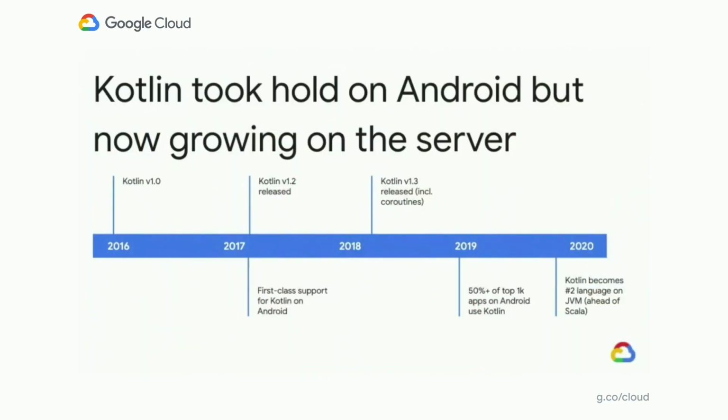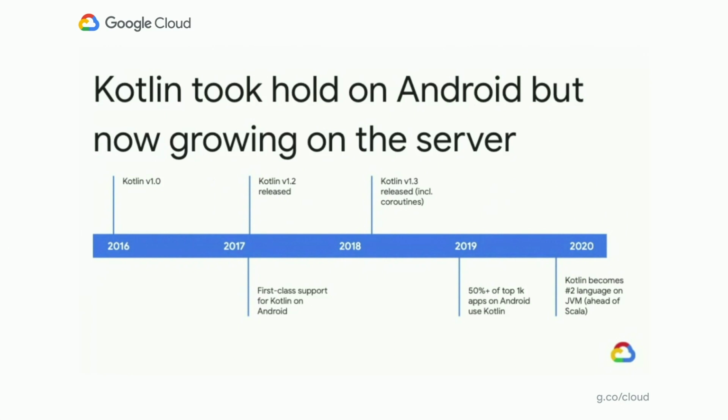So we've talked about what Kotlin is, and now wanted to dive into the history of Kotlin and why teams are adopting it. The Kotlin project was originally created 10 years ago, but it really started accelerating in 2016. That's when 1.0 was released, and Android announced official support for it in 2017. It grew really quickly on Android, which is one of the largest Java language platforms in the world. And by 2019, more than 50% of the top 1,000 apps on the Play Store were using Kotlin. And this year, Kotlin pulled ahead to become the #2 language on the JVM, ahead of Scala.